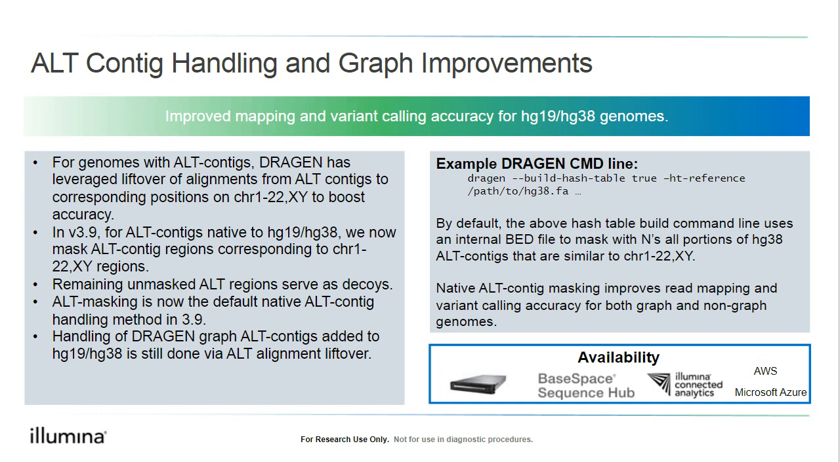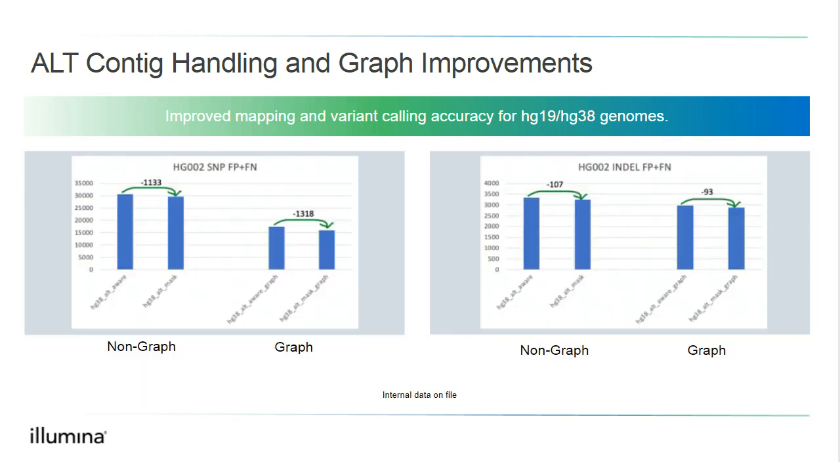So here is a comparison, using the HG002 Precision FDA sample as an example. On the left, we are showing you the errors, the false positives and false negatives, for SNPs, and on the right, it is for the indels.